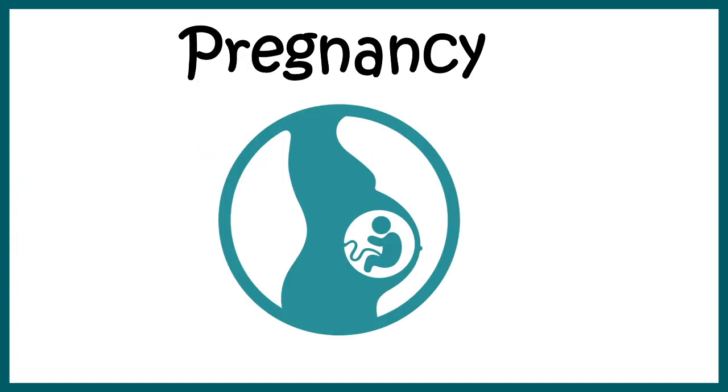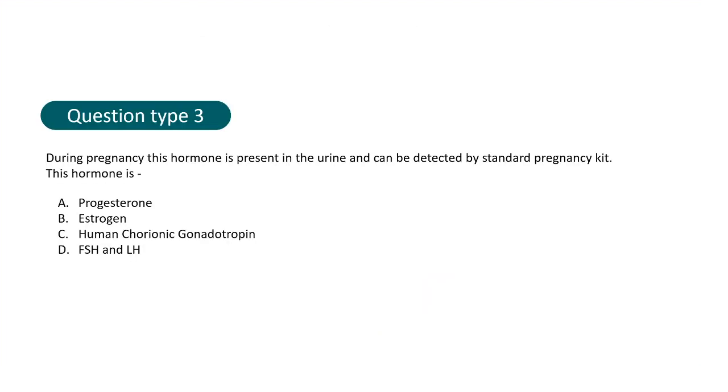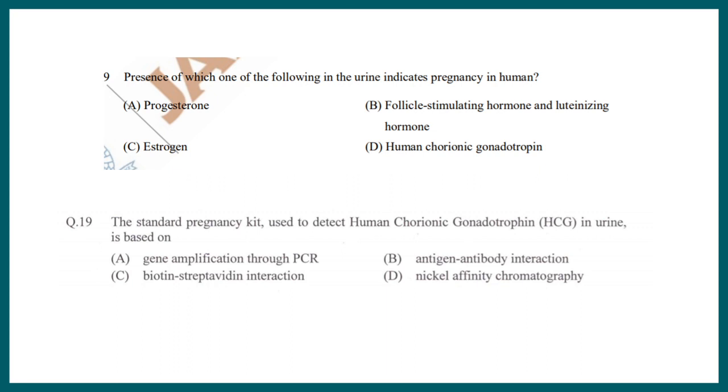Okay, then there is a type of question which is selectively asked from pregnancy. Weirdly enough, these questions are repetitive. So this question type is like this. During pregnancy, this hormone is present in the urine and can be detected by standard pregnancy kit. The hormone is progesterone, estrogen, human chorionic gonadotropin, or FSH and LH. If you guessed it correctly, it would be human chorionic gonadotropin or HCG. So this same question type was asked twice in last 6 years.